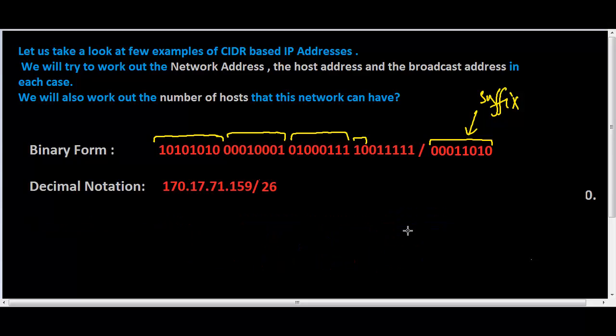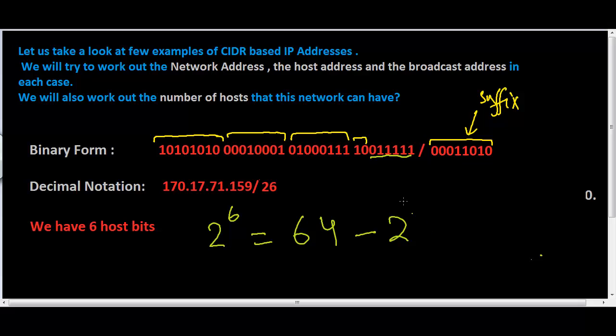So let us now calculate the number of hosts that this network can have. See, in our example we have 6 host bits. So these are our host bits, right? With 6 host bits, it is possible to have 2 raised to power 6 hosts, which equals 64, and then we are going to subtract 2. Remember, all zeros and all ones, right? All zeros is the network ID and all ones is the broadcast address. So we can possibly have 62 hosts. So this network, in our example, will have a total of 62 hosts.